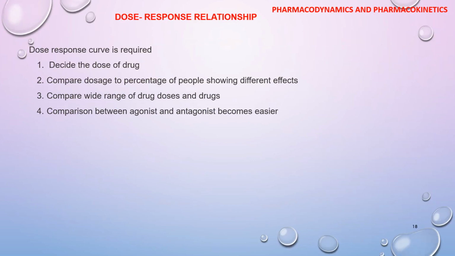Applications of dose response curve. A dose response curve is required to decide the dose of a particular drug to bring about change or effect. Compare the dosage to percentage of people showing different effects. Compare a wide range of drugs for its different doses and brands, comparing the efficacy and potency of different drugs. Comparison between agonist and antagonist becomes easier by means of dose response curves.